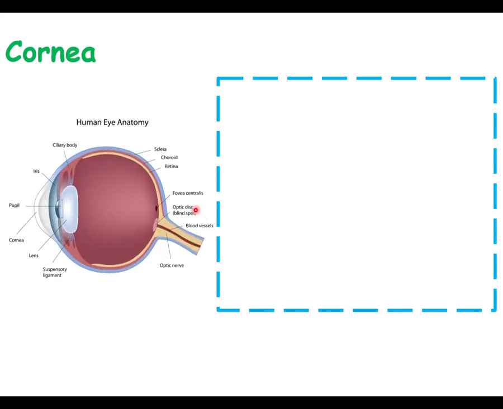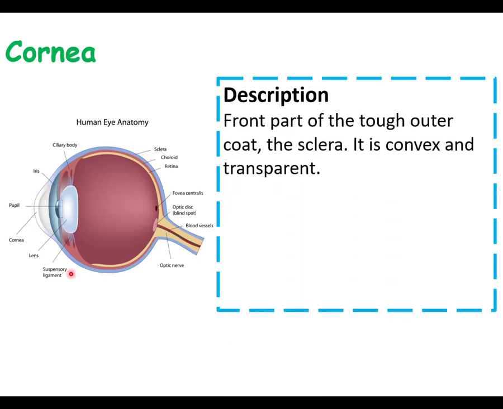So let's start by having a look at the cornea. So the cornea is this front part of the eye. It is colourless, so it allows light to pass through it. Okay, it is quite curved in shape. Alright, so the eye is not a complete sphere, the cornea bulges out, and it's very tough.